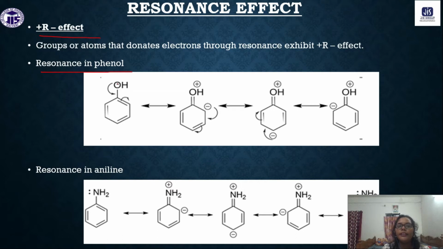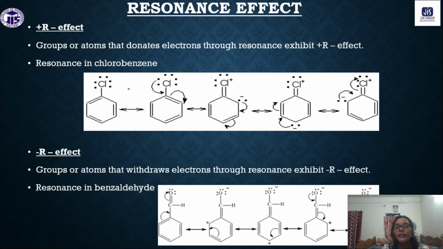The plus R effect means an electron donating tendency, as in the phenol group, the amine group and chlorobenzene. These are some of the plus R effect groups which donate their lone pairs to the ring structure, and thus they have some resonating structures. You can see the negative charge moving and delocalizing around the ring structure.